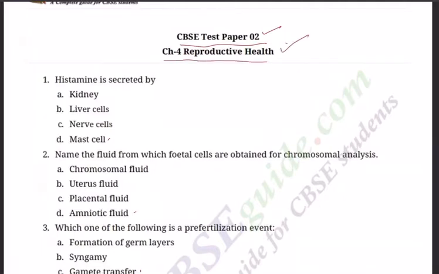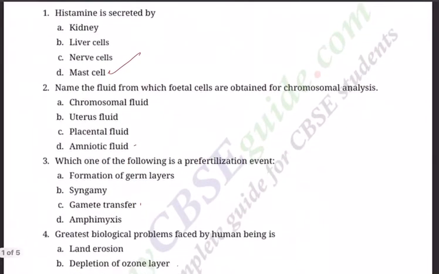As part of it, today we are dealing with chapter number 4, reproductive health. As usual, there are multiple choice questions to start with, followed by 1 mark questions, 2 mark questions, 3 mark questions, and 5 mark questions. So here we go. First, histamine is secreted by A, kidney, B, liver cells, C, nerve cells, and D, mast cells. Okay, we know that histamine is secreted by mast cells.